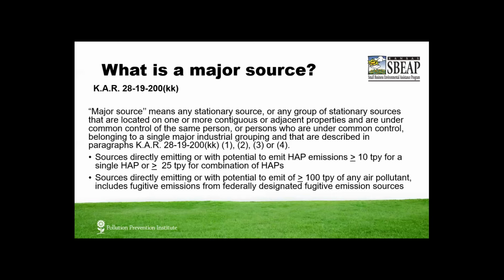Sources directly emitting or having the potential to emit HAP emissions greater than or equal to 10 tons per year for a single HAP, or greater than or equal to 25 tons per year for a combination of HAPs are major sources. Sources directly emitting or having the potential to emit greater than or equal to 100 tons per year of any air pollutant, including fugitive emissions from federally designated fugitive emission sources, are also major sources.